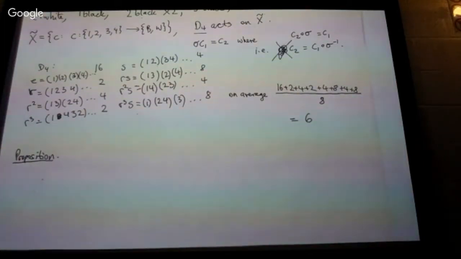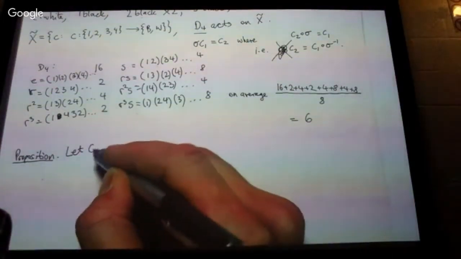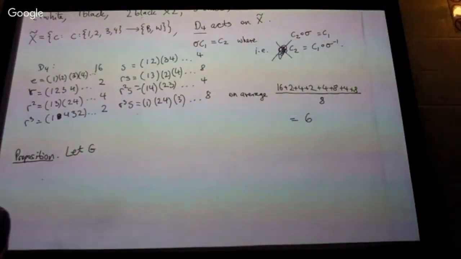Yeah. So I can write the proposition. Okay, because I've slightly rephrased it from the book, but it's the same thing. Just let G be a group of permutations.